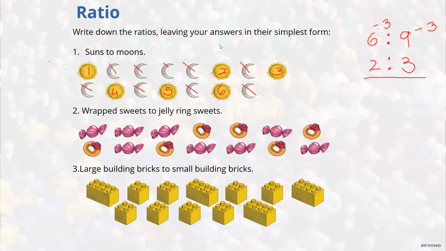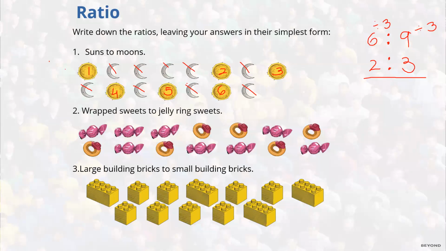I have a question. Go ahead, Jevin. How did you get 3? You mean how do I know that 3? Because 3 goes into 6 and 9. That's how I know to use 3. Yeah, that's a good question.